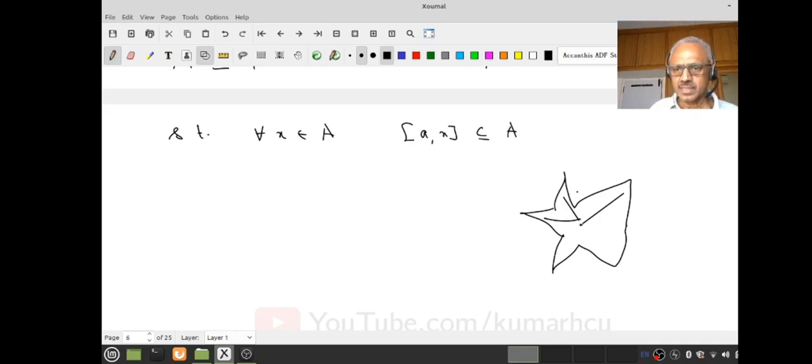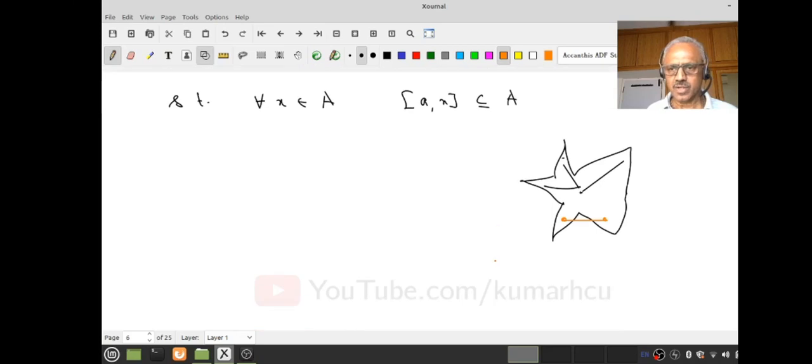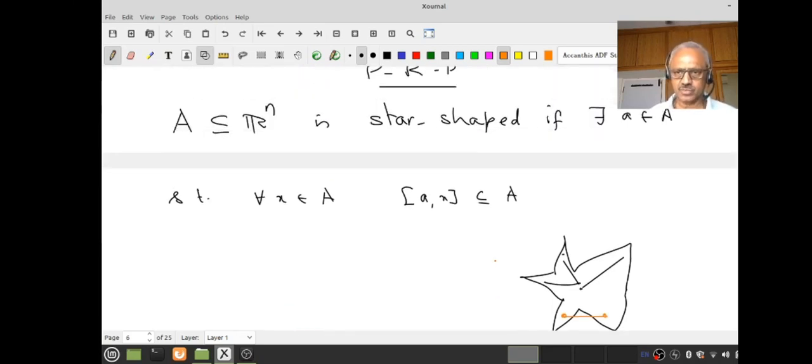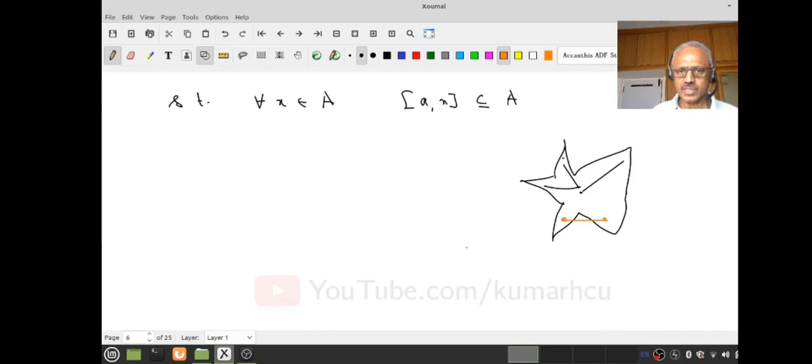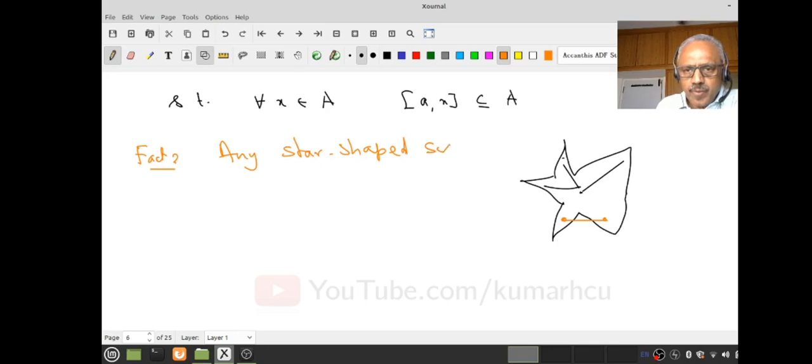Notice that it's not convex, because if I take this point, the line segment joining this is not lying in the set. So this is slightly weaker than convexity, because many of you may have learned convexity, so I'm just saying that. So what is star shaped? This one. So what do you think I am going to prove now? Can you make a guess? This is fact 2: any star shaped subset of Rn is connected.